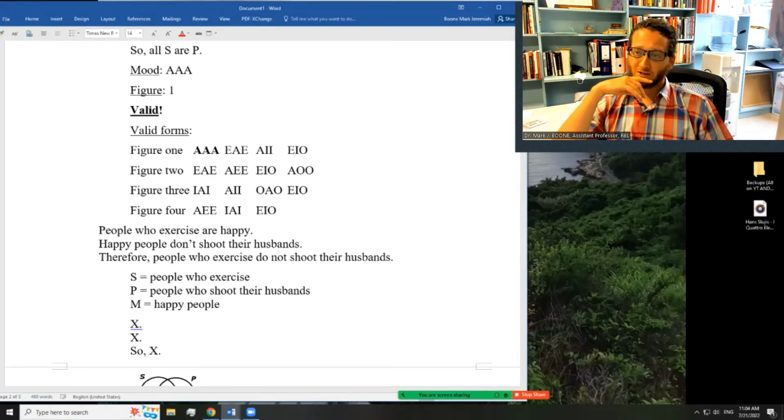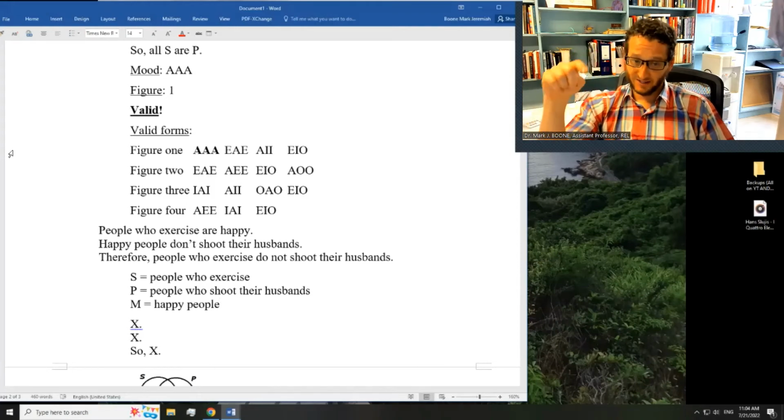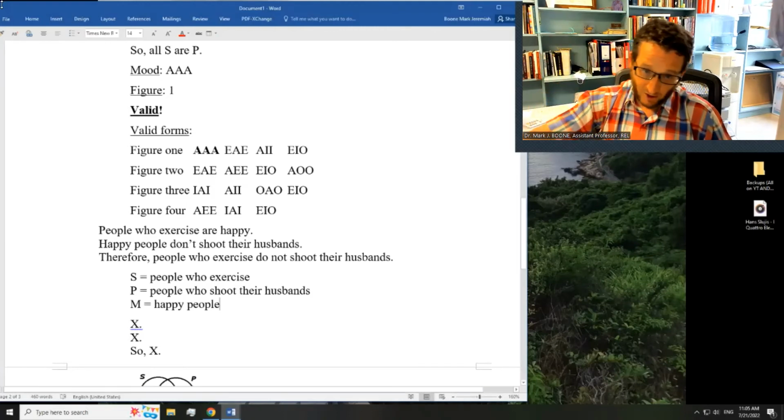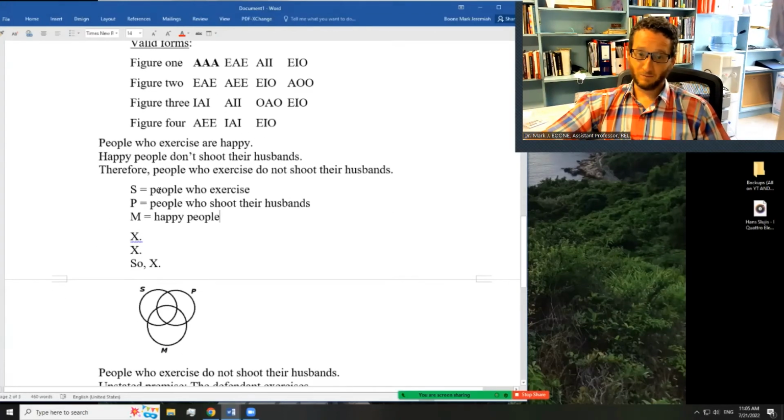Now that we're testing for validity all by itself this particular syllogism out of our group of 3 syllogisms, using our symbols properly, we use S to symbolize the minor term of this argument, P to symbolize the major term of this argument, and M to symbolize the middle term of this argument. So people who exercise is S, people who shoot their husbands is P, happy people is M.